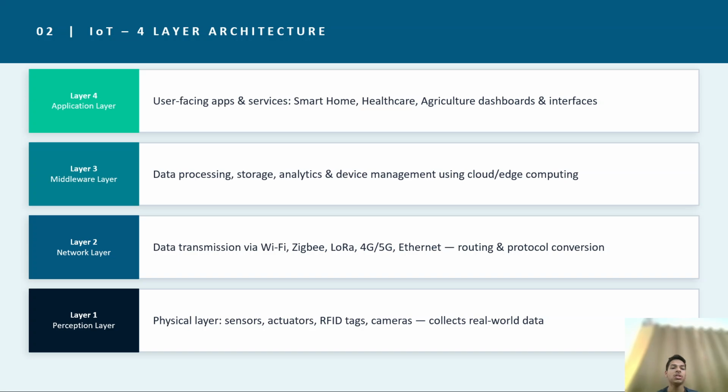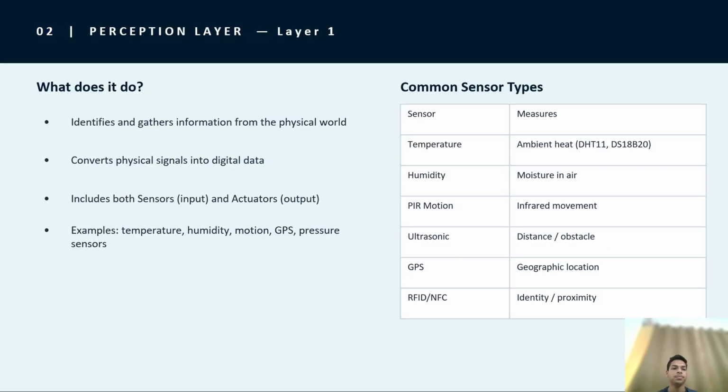Layer 4 is the application layer, the part the end user actually sees. This is where dashboards, mobile apps, and automated control systems live. Remember, data always flows from physical sensors to user facing applications and appliances.